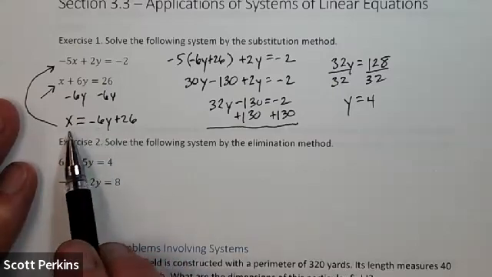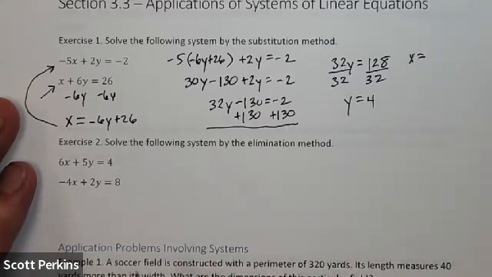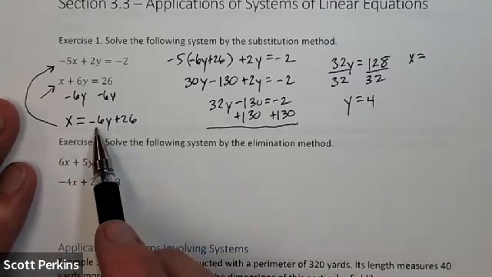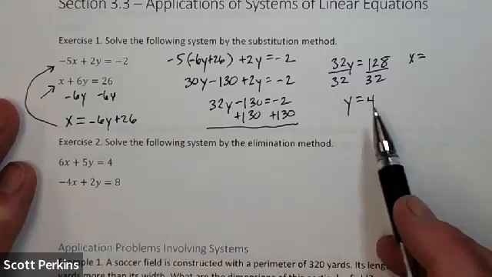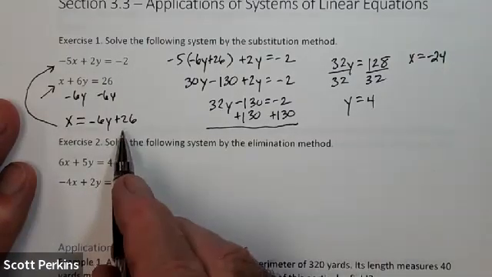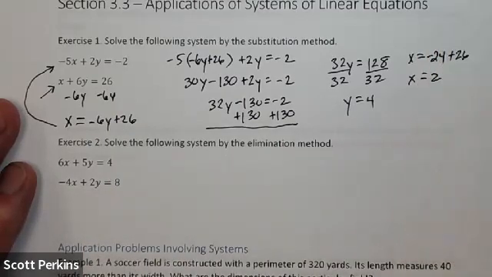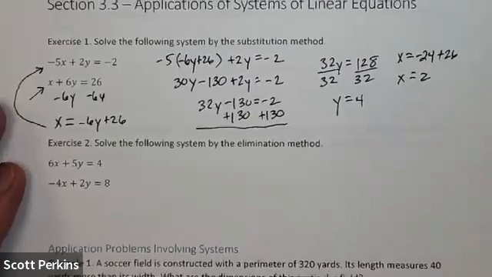So I've got x equals negative 6 times y, so negative 6 times the y value, which is 4. Negative 6 times 4 is negative 24, and then plus 26. So x equals 2, and there's the other half of my answer.